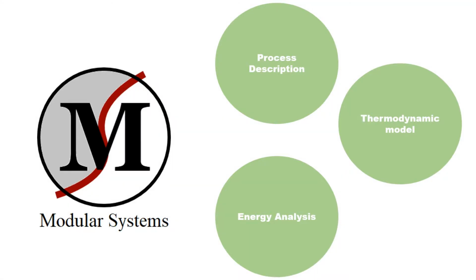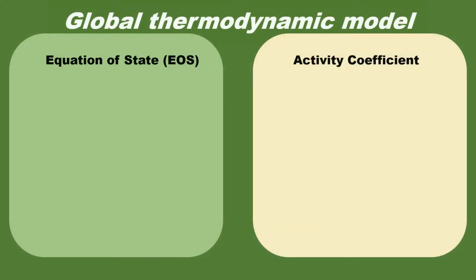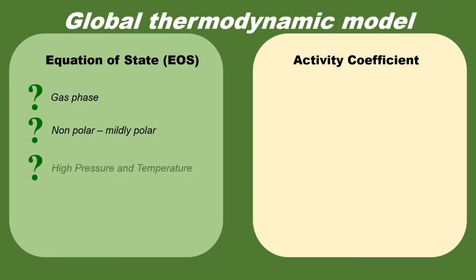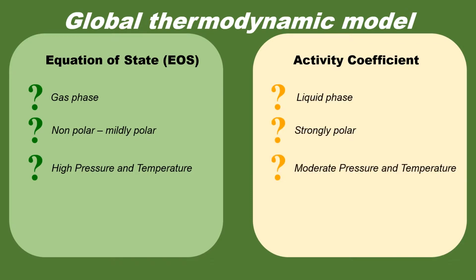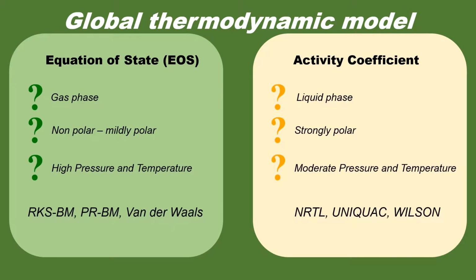This video presents a simulation of ammonia production and outlines the process, thermodynamic models, and energy analysis. Looking to the global models, we had to choose between equations of state and activity coefficient models. EOS is suitable for gas phase, nonpolar to mildly polar mixtures, and high pressures and temperatures. Activity coefficient is suitable for liquid phase, strongly polar mixtures, and moderate temperatures. For the global model, an equation of state model was chosen.